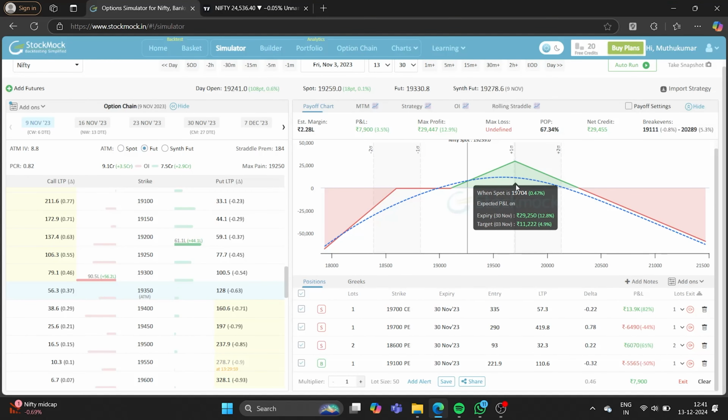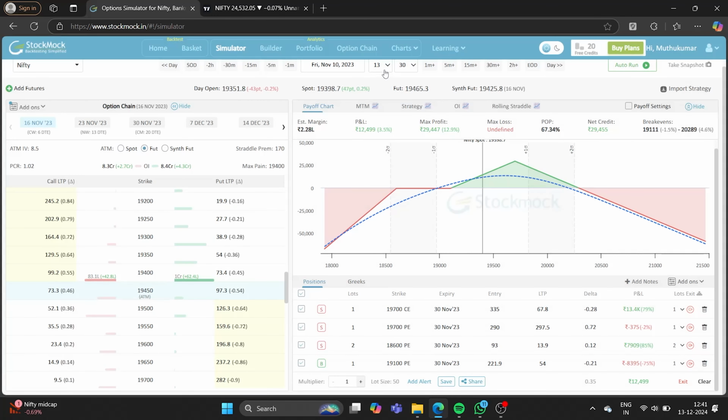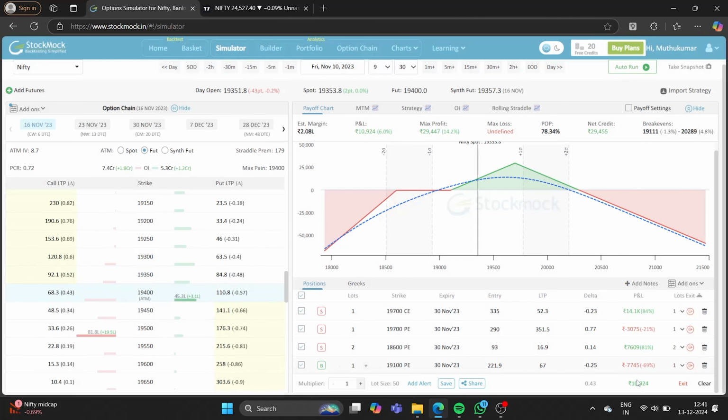Now if the market goes and breaches this support which we considered, 18,600 put, what you have to do, I will explain in another example. For this example, let's say I hold up to November 10th, so the profit comes to around 11,000.